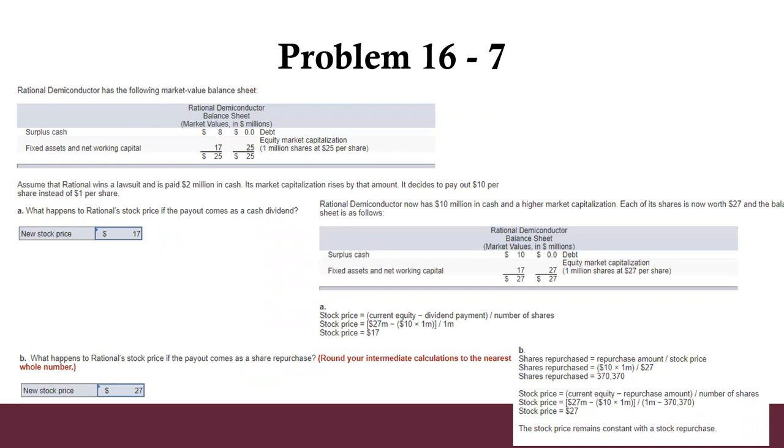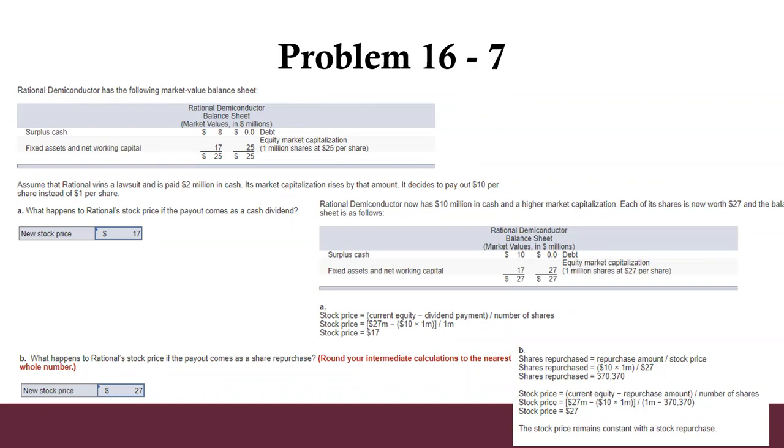Okay, so we're going to jump right into problem 7 here. There's 2 portions to this, A and B. They give us the companies, and they tell us about their surplus cash and their fixed assets. They won a lawsuit and they're paid 2 million in cash, so the market cap rises by that. And so it says, we're just going to pay it out to the shareholders by paying out $10 per share. So what happens to the stock price if the payout comes as a cash dividend?